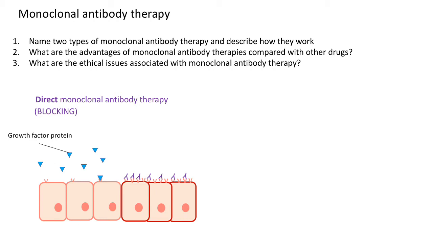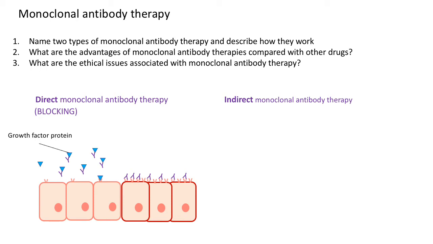Alternatively, the monoclonal antibody could have an antigen binding site that's specific for the growth factor. And so by binding to the growth factor protein, it can prevent it binding to the receptor, and again, it prevents that uncontrolled mitosis. So let's look at the other type.